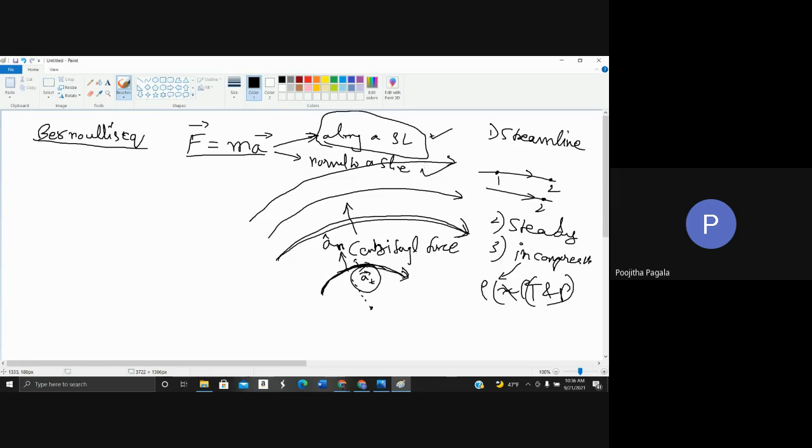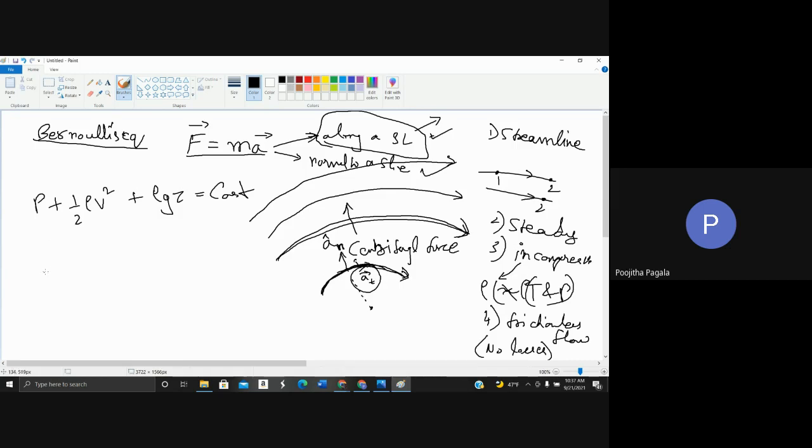Using the tangential component, you will get Bernoulli's equation along a streamline, and it is represented by this equation: P plus half rho v square plus rho gz is equal to constant. And one more assumption you are making is frictionless flow. That means there are no losses.